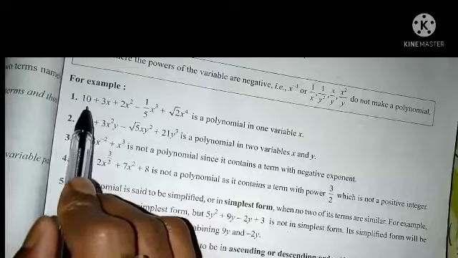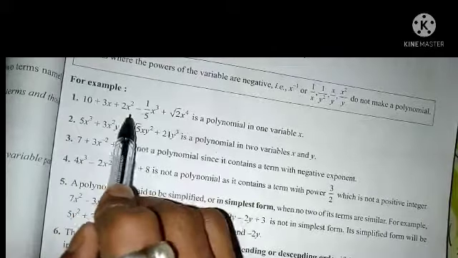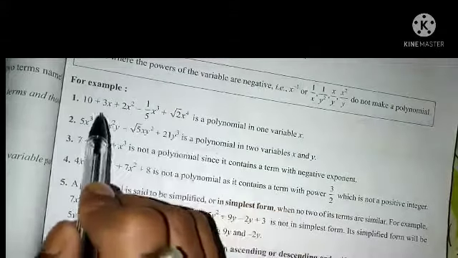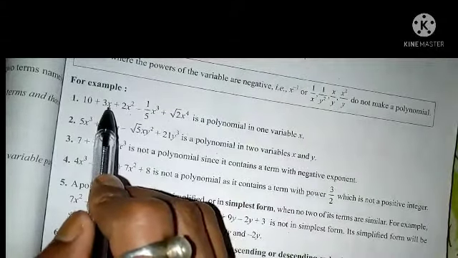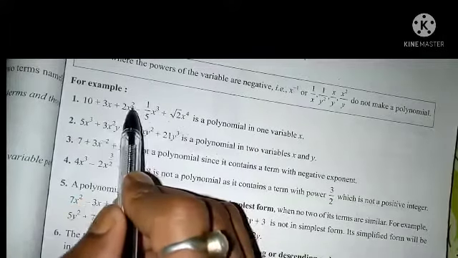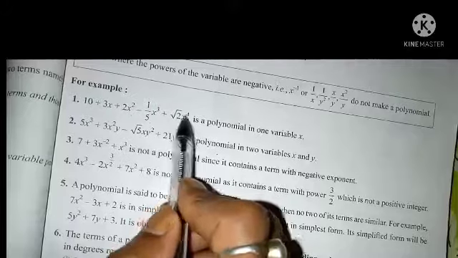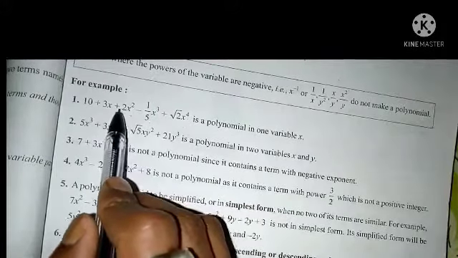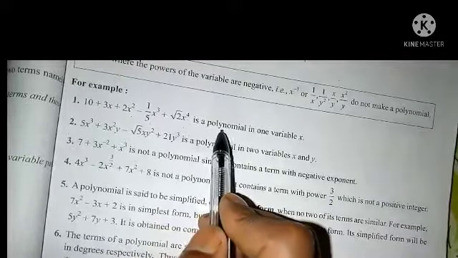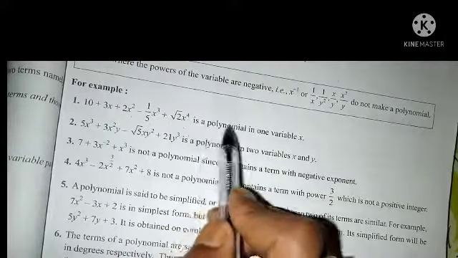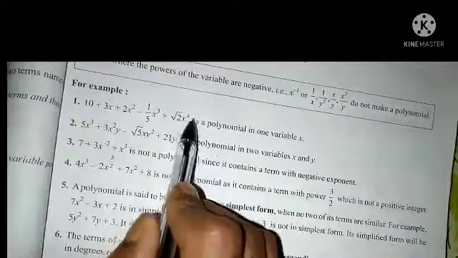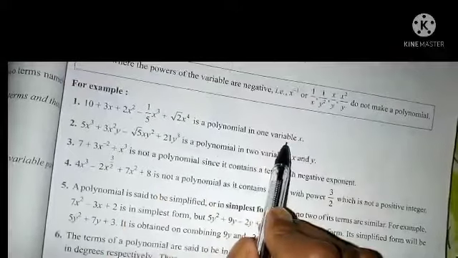See, the first example is 10 plus 3x plus 2x square minus 1 by 5x cube plus root 2x to the power 4. Now see here, there is an involvement of variables. The variable is x, the power is 1 here, 2 here, 3 here, 4 here. That means all the powers of the variables are in positive form, or you can say positive integers. So this whole algebraic expression is considered a polynomial.